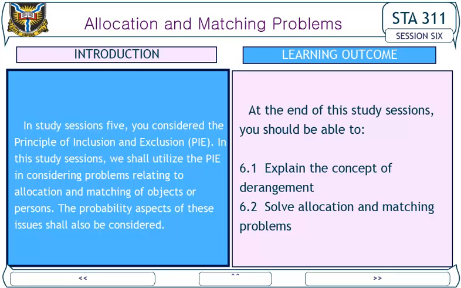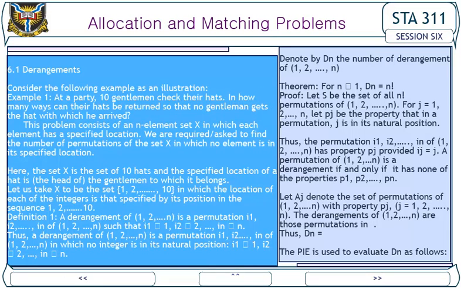Learning outcomes for Study Section 6. At the end of these study sessions, you should be able to explain the concept of derangement, and solve allocation and matching problems. Derangement. Consider the following example as an illustration.